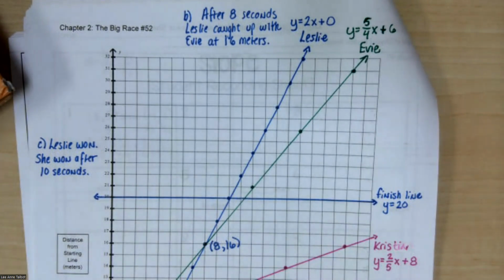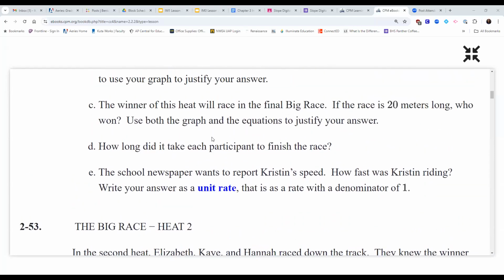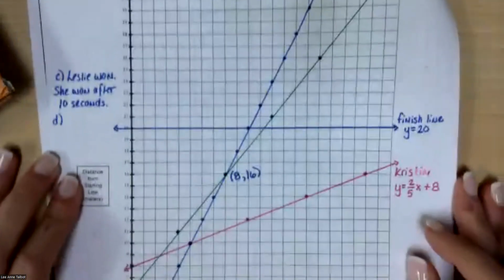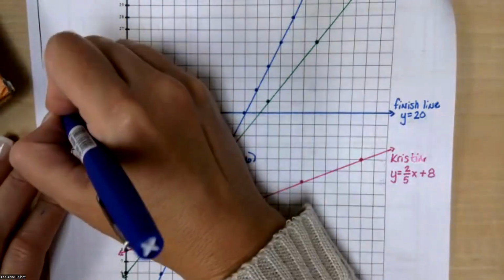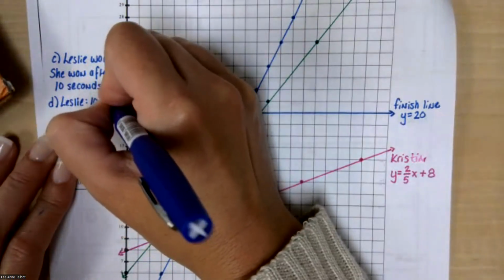Okay, last thing for this page. Oh, not the last thing. How long did it take each participant to finish? Okay. Well, I sort of answered it already. Okay, so Leslie took 10 seconds.